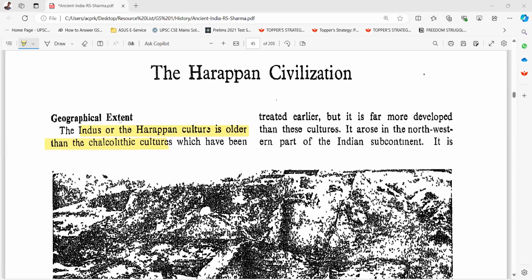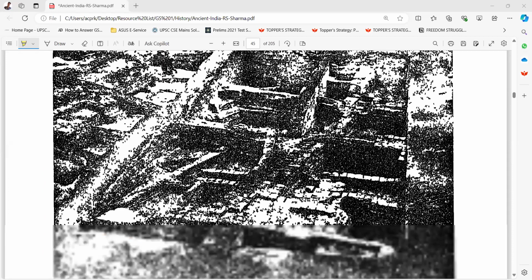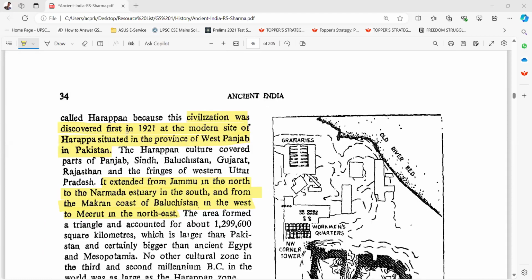Geographical extent. The Indus or the Harappan culture is older than the Chalcolithic cultures, which have been treated earlier, but it is far more developed than these cultures. It arose in the northwestern part of the Indian subcontinent. It is called Harappan because this civilization was discovered first in 1921 at the modern site of Harappa, situated in the province of West Punjab in Pakistan.